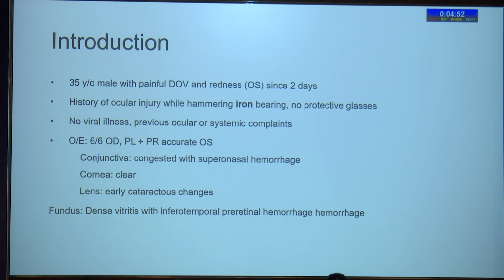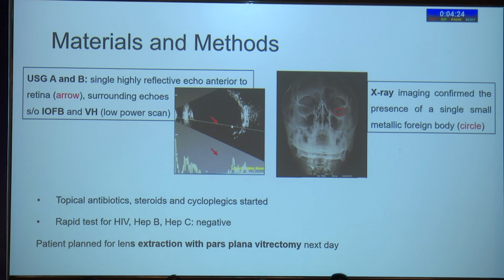On examination, the right eye was 6/6 vision and examinations were normal. In the left eye, however, vision had come down to perception of light and projection of rays accurate. Conjunctiva showed congestion with a focal superonasal hemorrhage. Cornea was clear, but the lens showed early cataractous changes. On dilated fundoscopy, we found dense vitritis with inferotemporal preretinal hemorrhage.